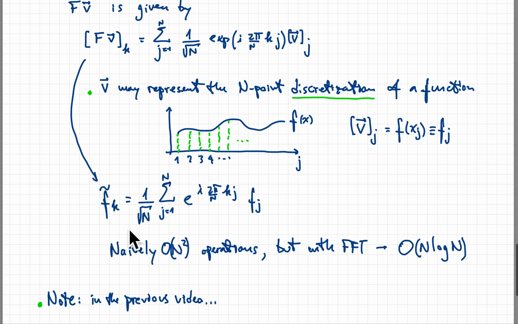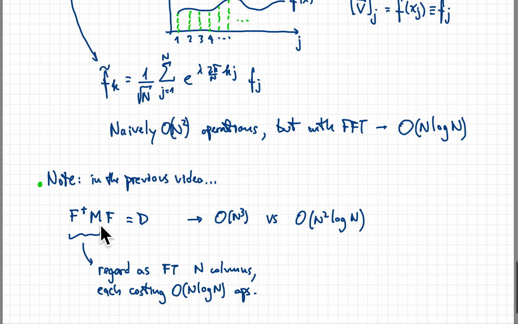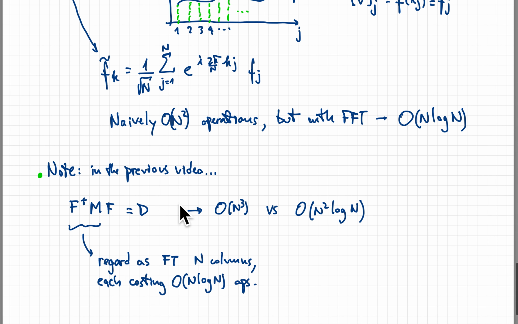This is the most common application, not the one we saw in the previous video, where we transformed an operator, basically. In the previous video, we saw a transformation of a matrix. This is how I explained it, as sandwiching a matrix between two Fourier transforms. In fact, this is a Fourier transform, this is an anti-Fourier transform, and this is how you would transform a matrix and obtain a diagonal matrix. That kind of operation would take you from n cubed to n squared log n.